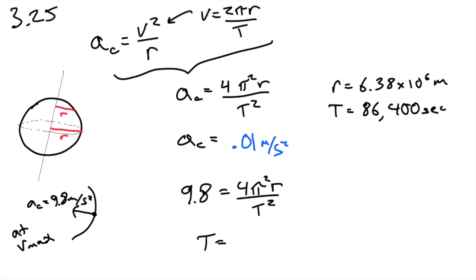Now they also want it as a fraction of g, so to get that I do 0.01 divided by 9.8, and you can see we get a very small number there. 0.001 g's. So 0.1% of the gravitational acceleration is used to make you go around in a circle. The rest of it's holding you to the Earth.